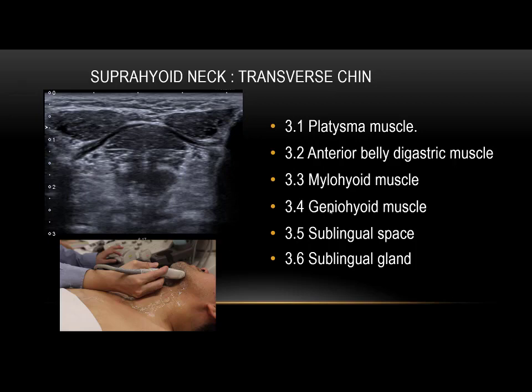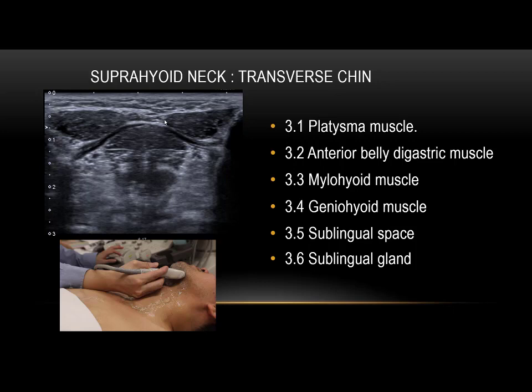So next is the anterior belly of the digastric muscle. If you see the position of the probe that we are placing, we put it from below the chin and then point up, and then we're going to see beneath the chin. The prominent muscle here, on the right and left side, is the anterior belly of the digastric muscles, and the space between these two bellies of the muscle is the submental area.